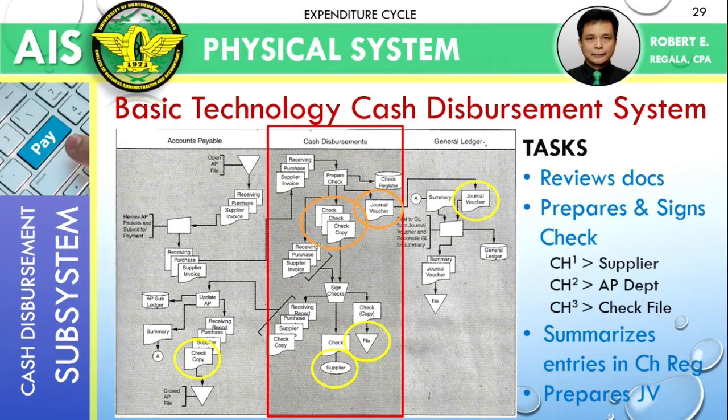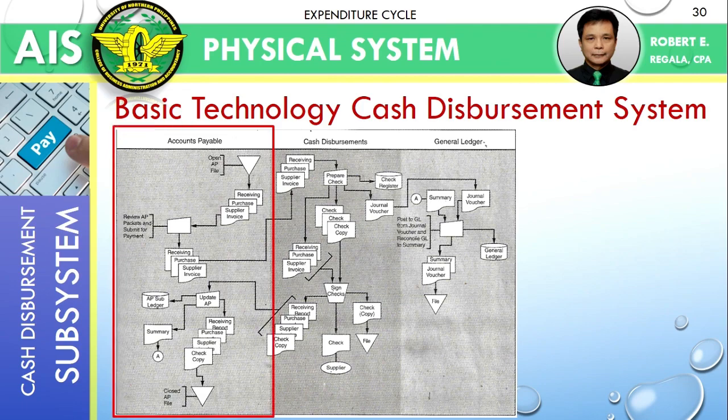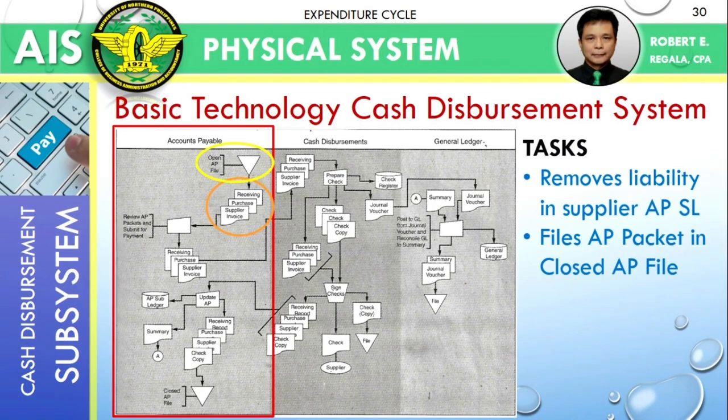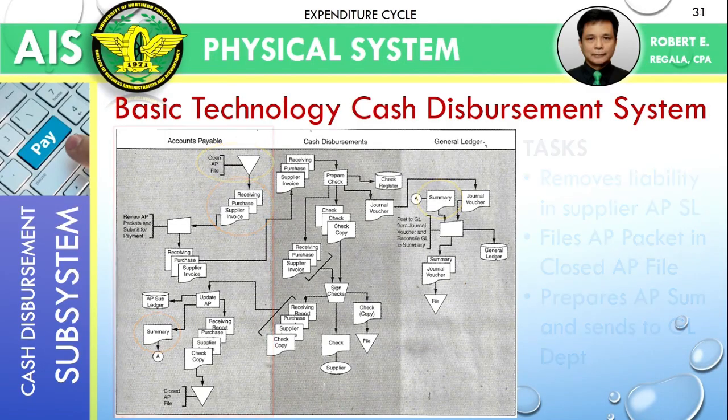Back to the Accounts Payable Department. Upon receipt of the AP packet, the AP clerk removes the liability by debiting the vendor's digital AP subsidiary record. Next, the AP packet is filed in a closed AP file. And finally, the clerk sends an AP summary to the General Ledger Department.